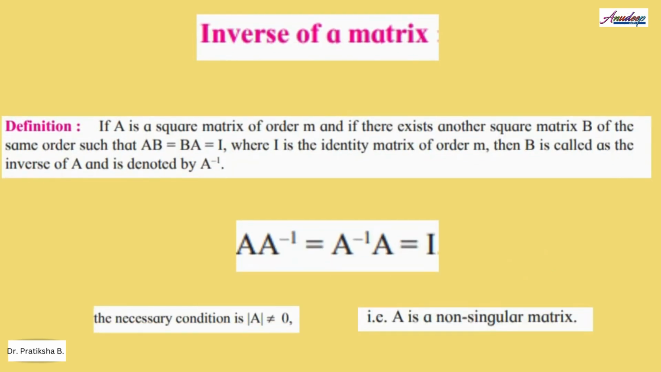Now let us understand what is the inverse of a matrix. A is a square matrix of order M. So now we are talking about the square matrix. Just by specifying either the row number or a column number, you can identify how many rows and columns it has. So when I say M, there are M rows and M columns. A is a square matrix of order M, and if there exists another square matrix B of the same order M, such that A into B is equal to B into A, that is equal to I, where I is the identity matrix of order M, then B is called the inverse of A and is denoted by A inverse.